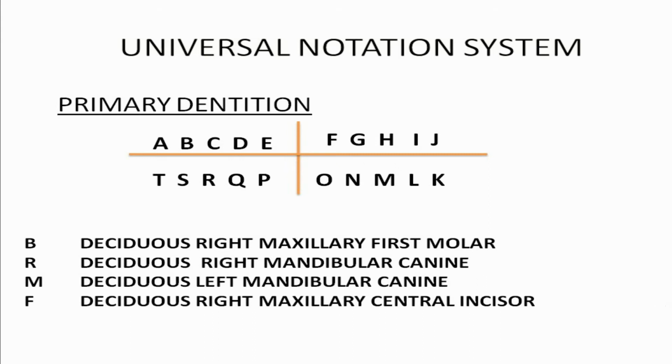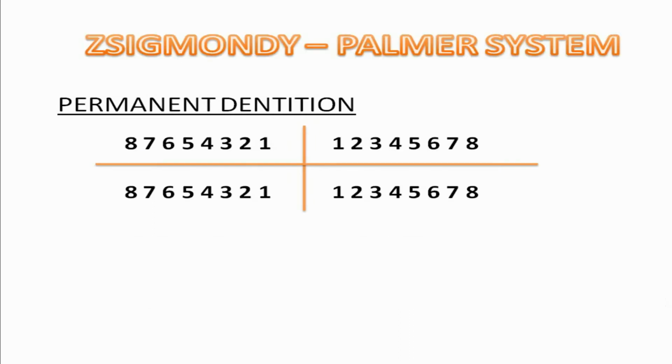The problem of the universal notation system is that it is very difficult to remember each tooth. We have to remember from 1 to 32. Similarly, we have to remember from A to T. So in order to modify it, they introduced the next system, called the Sigmoid system.